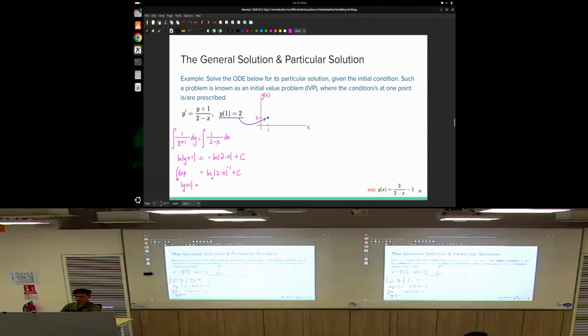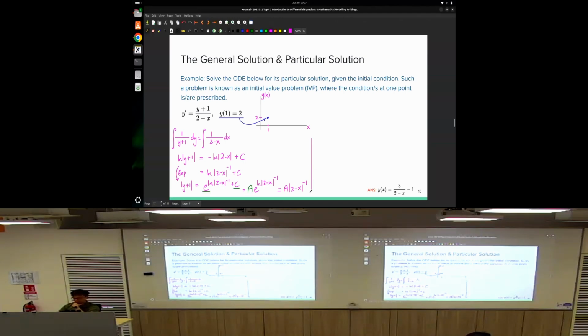Then you exponentiate both sides. You notice that this must be e to the ln of this, then plus c. But e to the plus c is just another constant. Let's say a. Then a times e to the ln. But e and ln are inverse functions. So really it's just a times 2 minus x to the power of minus 1. Correct? So this a is just e to the c.